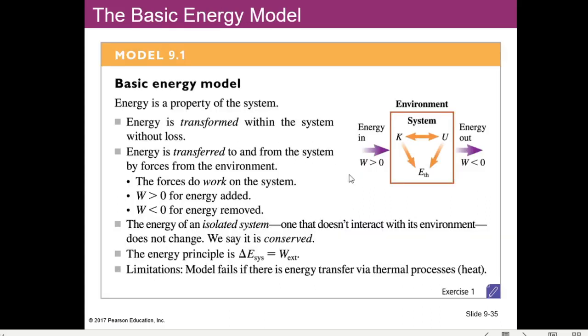Okay, so here's that basic energy model. Notice that the system can transform different kinds of energy within itself. You can also do work on the system. That would be positive work. You can make the system do work on the environment. That's negative work on the system. So that removes the energy from the system. So we speak of that as negative work because it reduces the amount of energy in the system.